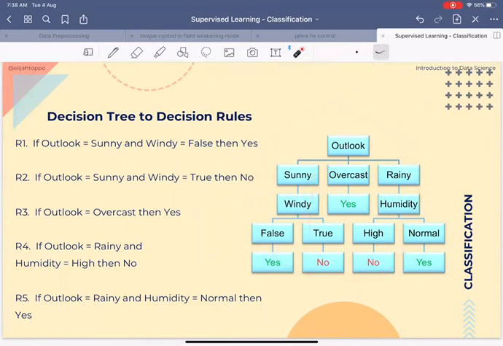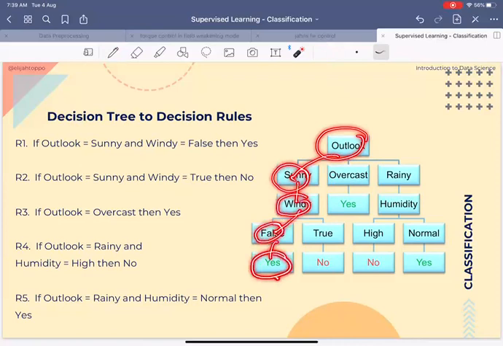Once we have the tree structure, we can convert this tree structure into a series of decision rules. Okay, so we are talking from decision tree to decision rules. Looking at this structure, there can be 5 rules because there are 5 leaf nodes. Okay, 1, 2, 3, 4, 5. For the 5 leaf nodes, there can be 5 rules. Rule 1: we are tracing through each path. Rule 1 would mean if outlook is sunny and windy is false, then output is yes. So that is rule 1.